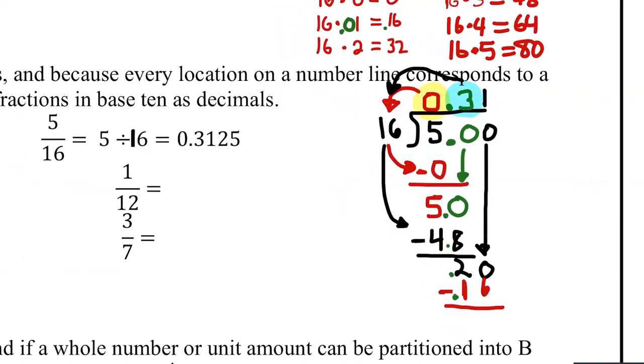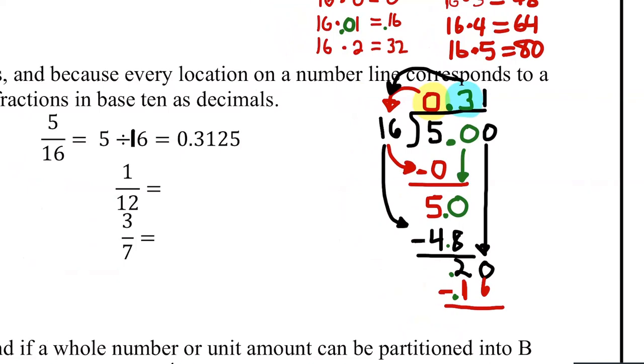But again, we get bogged down with all these decimal points that confuse the living daylights out of everybody, right? So we don't do that. We just leave them off. But that's really what's happening, right? Because 0.31 is really the same as 0.3 plus 0.01, right?